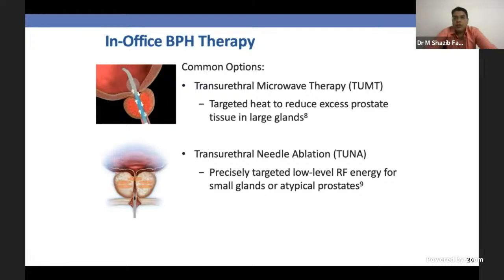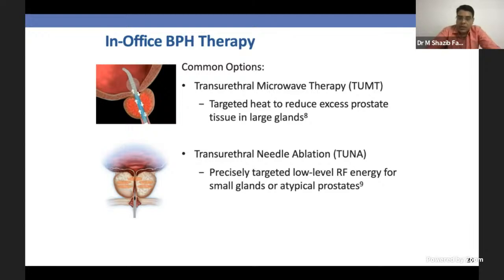So now, a few lines about in-office BPH therapy, or therapy on an OPD basis. The two most important therapies available nowadays are, first, transurethral microwave therapy. In this therapy, what happens? The microwaves are produced. The probe is inserted into the urethra, and it increases the intraprostatic temperature to about 40 to 45 degrees centigrade, which leads to ablation of the prostatic gland because of heat, and the excess prostate tissue is ablated.